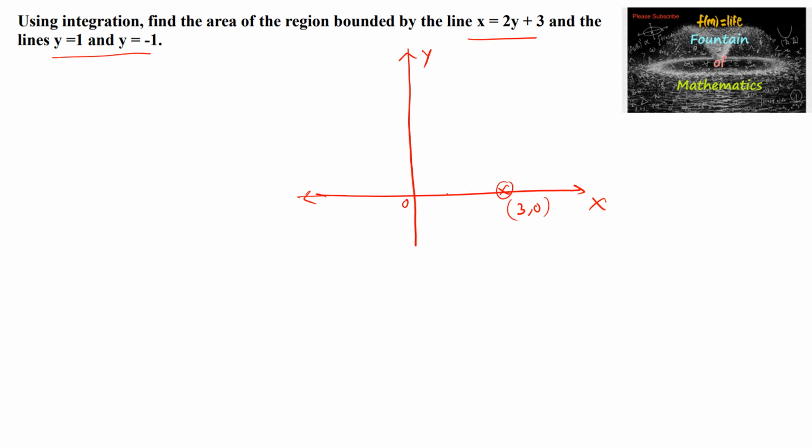Or by x is equal to 0, you will be getting y is equal to minus 3 by 2, that is minus 1.5, that is the point 0 comma minus 3 by 2. So the graph can be taken.